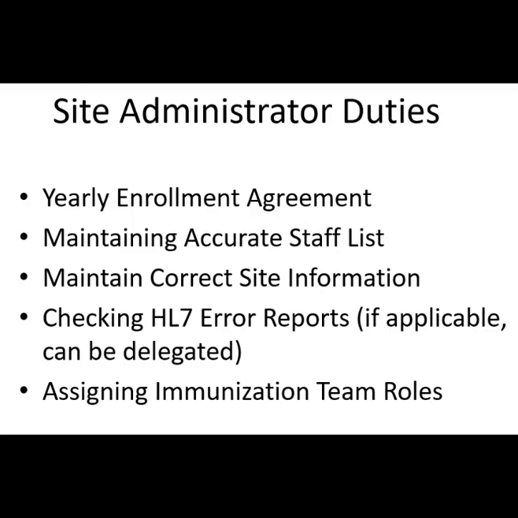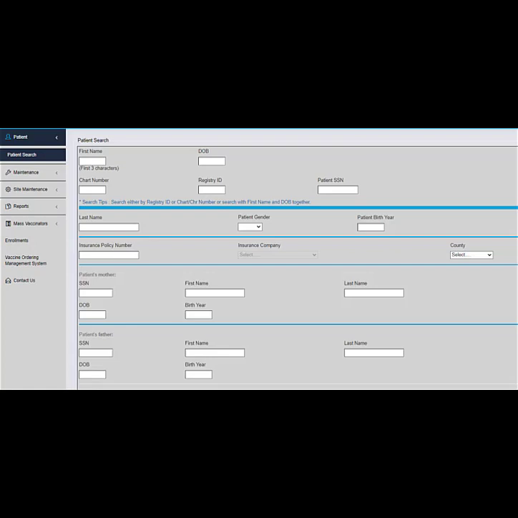Site Administrator duties include updating the yearly enrollment agreement, maintaining an accurate staff list to include adding new staff and deactivating separated staff, maintaining correct site information on the site details page, checking the HL7 error reports regularly. This duty can be delegated as all users of an HL7 site have access to these reports, and assigning immunization team roles.